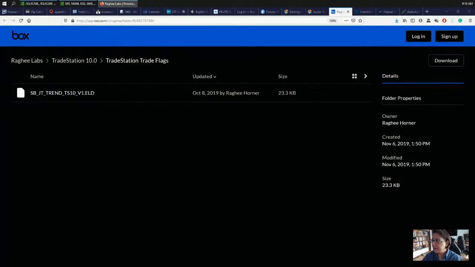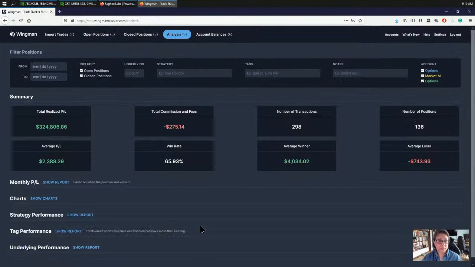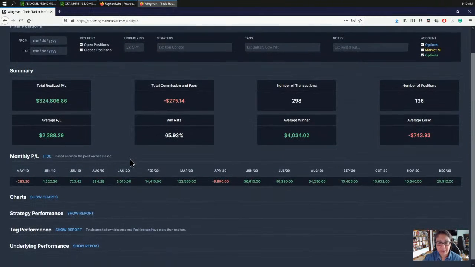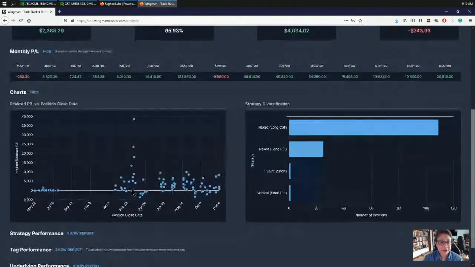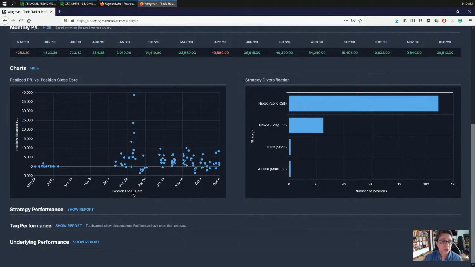That's great. But nothing is going to tell you more about your trading than your actual P&L, the types of trades you put on, and your ratio of winners to losers. So I think that's a huge part of what, for me, is really important. Here we go. So this is my Wingman Tracker for a specific account, one of my accounts. And what I wanted to show you is it'll break down your monthly P&L.